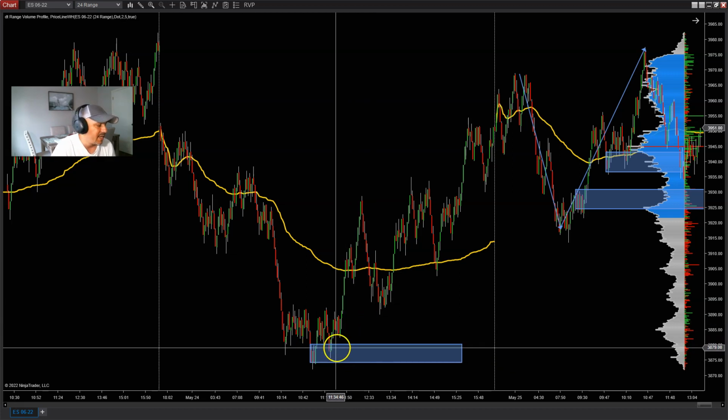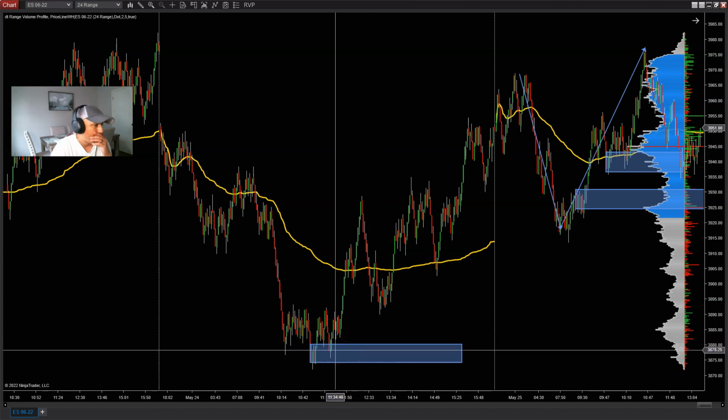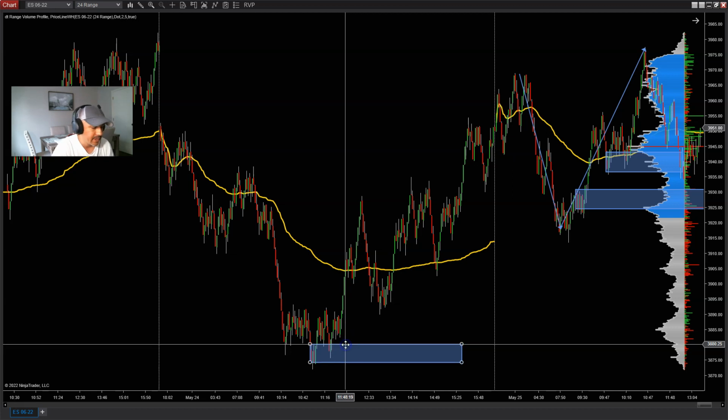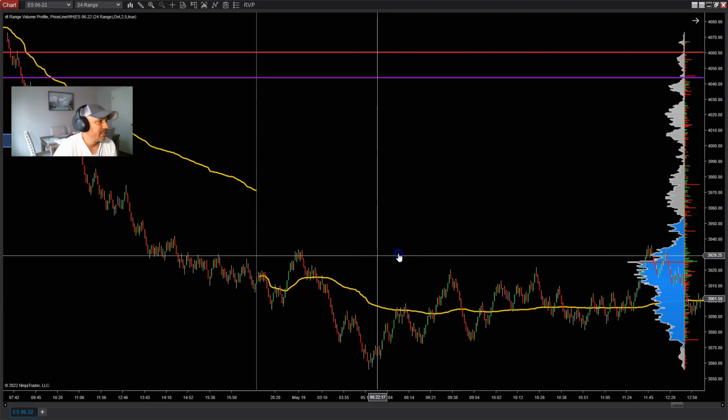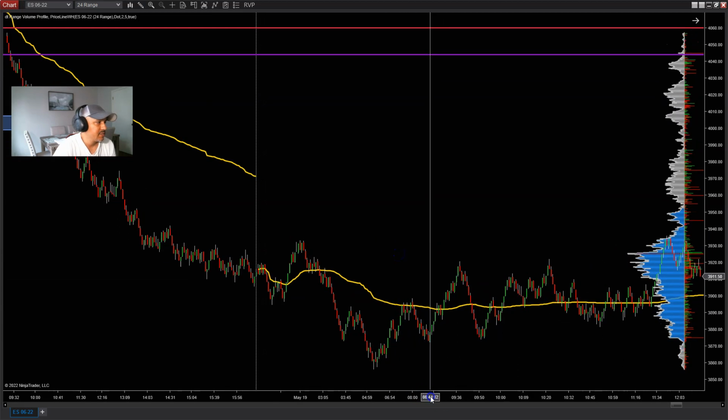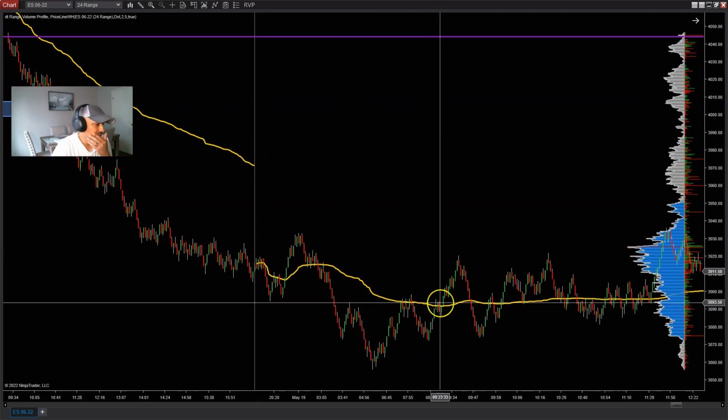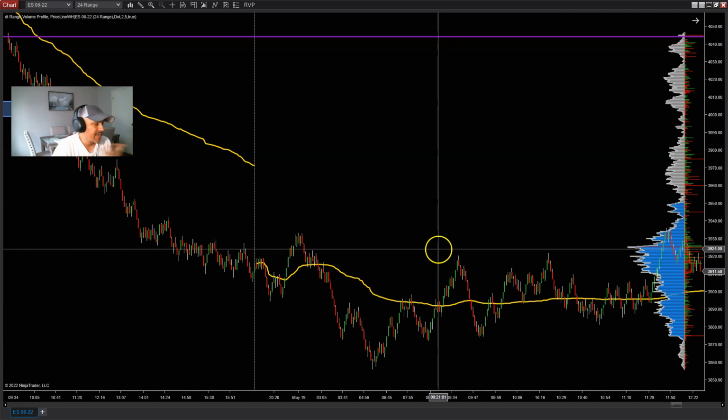Okay, but this is an area of demand sitting right here. All right, so that was another area of demand. Let's see if we can possibly find an area of supply. So here's an example of an area of supply, say for instance, from the May 19th.